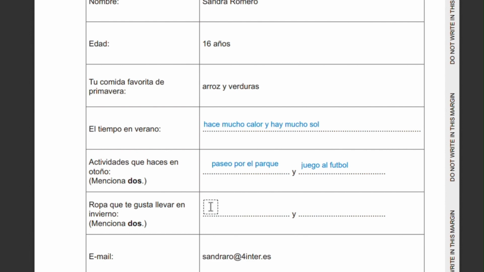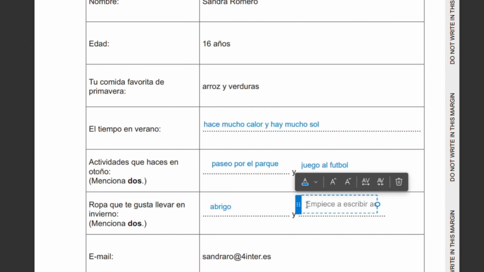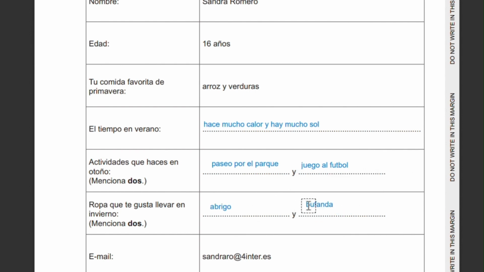Y ahora, ropa que te gusta llevar en el invierno. Clothes, right? So ropa is clothes. So here we're talking about clothes. So you can just pick whichever clothes. Abrigo, and in the invierno obviously it's cold, so you can just go for abrigo. Abrigo is one, right? And then bufanda, a scarf, right? So we can just go for a coat and the scarf.